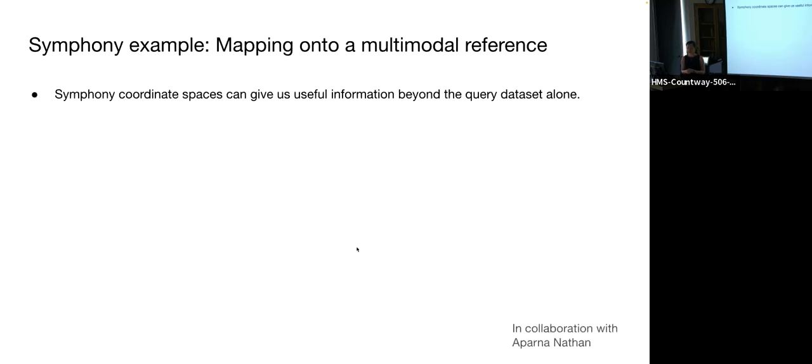And so we really designed Symphony as a general purpose tool. I want to show you an example, where we have several examples in the paper, arguing that the resulting coordinate space that you get from reference mapping gives you more useful information than the query dataset alone. So here's one example where the reference literally has a type of modality that's not present in the query dataset. Here we are mapping RNA-only cells onto a multimodal reference that was measuring both RNA and protein. And by mapping onto multimodal references, we can leverage rich information that might not be present in the query dataset.